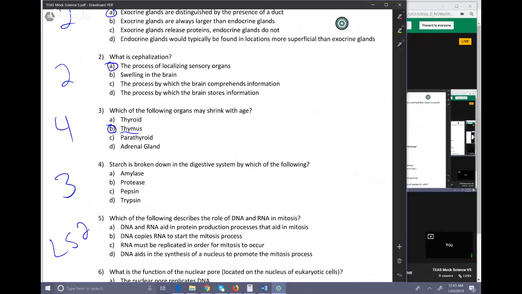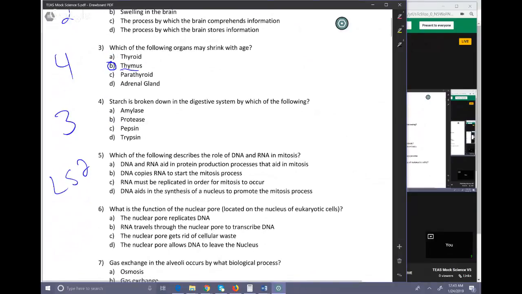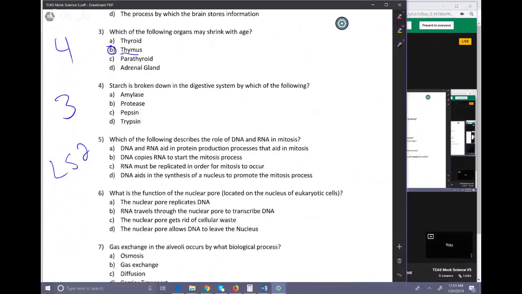4, starch is broken down in the digestive system by which of the following? I get questions on this a lot, so I included it here so that I can point this out. Starch is another way of saying carbohydrates. When I teach this in class, I say carbohydrates. So that would be the same answer that you would say if you talked about carbs, which is amylase.